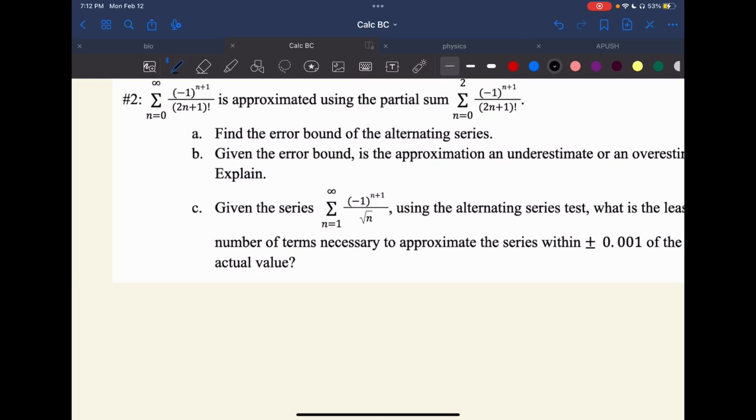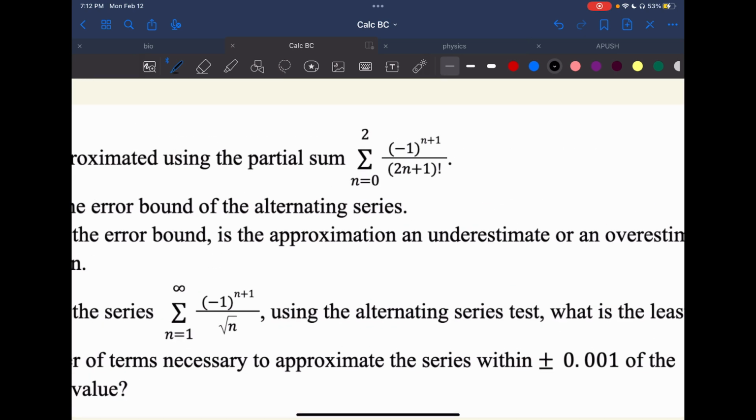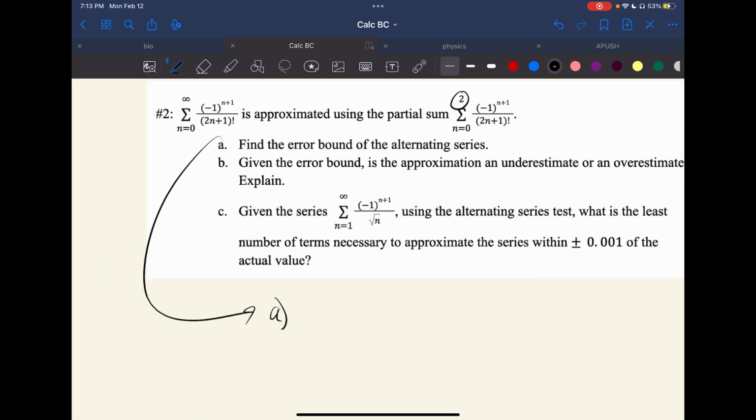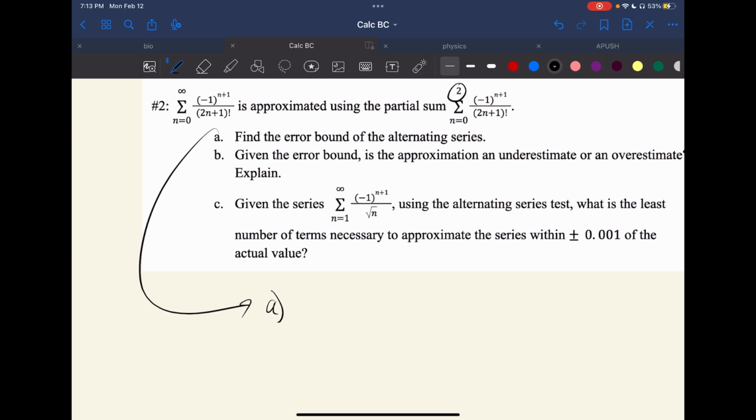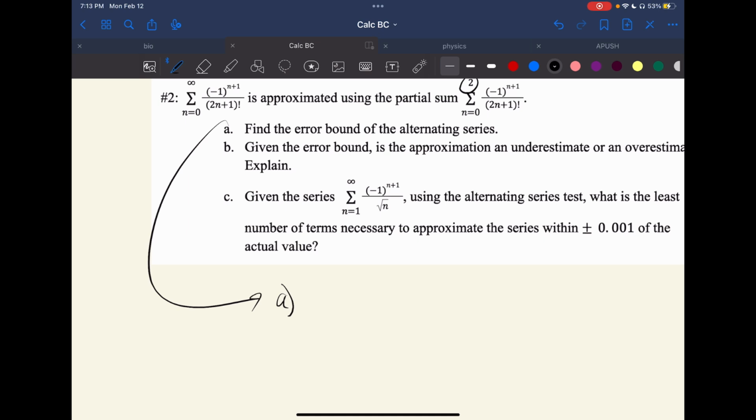So find the error bound of the alternating series, okay? The alternating series error test tells us that to find the error bound, if they tell you that it starts at n equals 2, you're going to find the error bound at the first omitted term of the series. So if it ends at 2, then we're going to use 3 for the error bound test, okay?